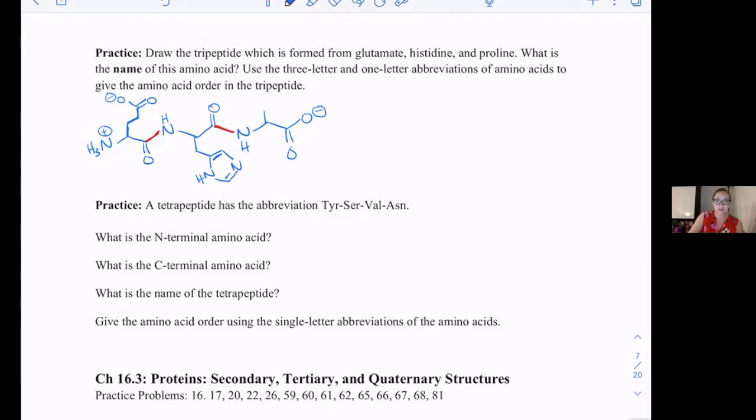And then our last one is proline. Proline is one of the weird ones. If you remember, it is the only amino acid that has its R group come back to the nitrogen. So instead of having an NH, I'm going to erase that hydrogen. This proline is going to make a 5-membered ring with the nitrogen.